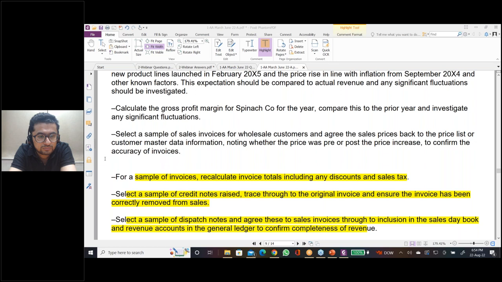Can we talk about anything related to board minutes? Well, when it comes to revenue, we can review the board minutes in order to understand what exactly the price increase they had a discussion and finalized. And then I will compare and agree it with the invoices, because according to the question, they actually raised the invoices with respect to inflation or something. So I could review the board minutes for that.